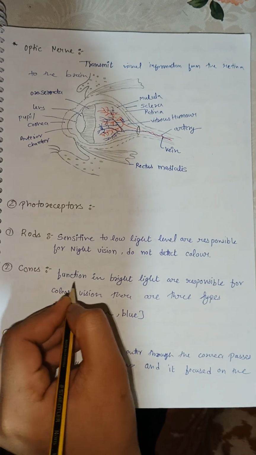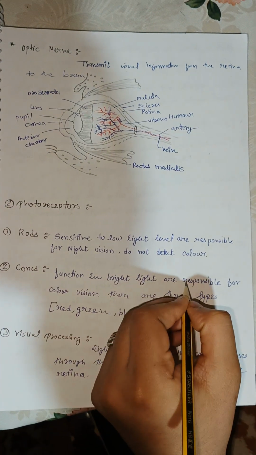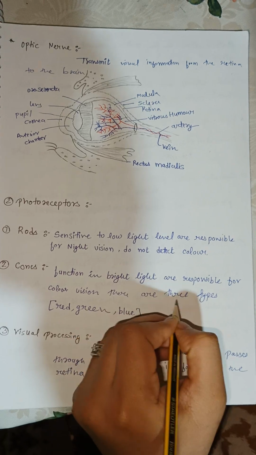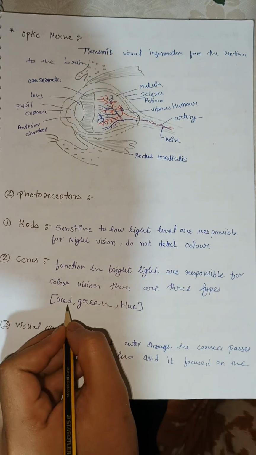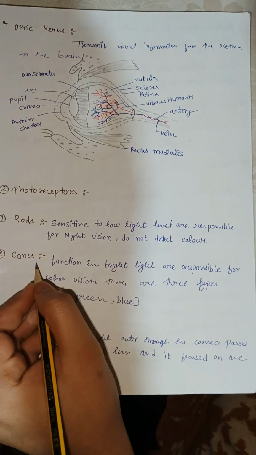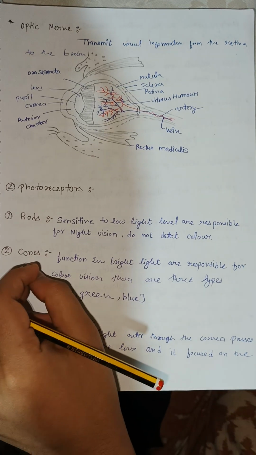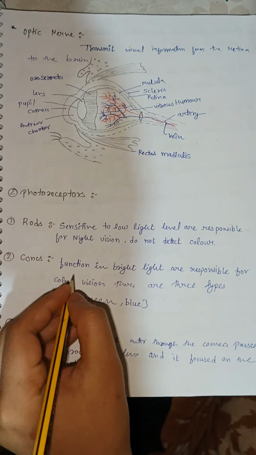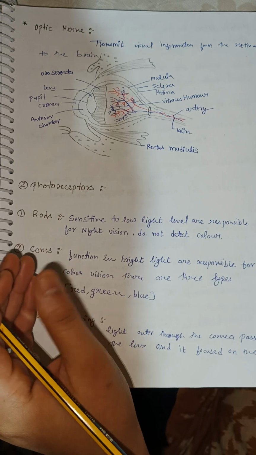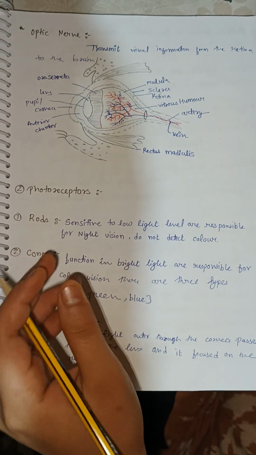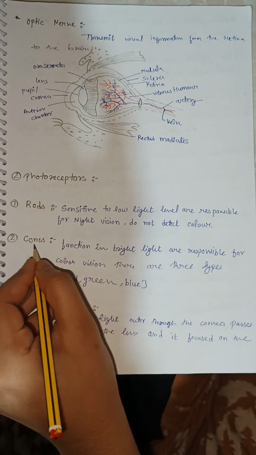The second one is cones. They function in bright light and are responsible for color vision, and there are three types: red, green and blue. Cones are used during the day, when we can see different colors like red, green and blue through these types of photoreceptors.